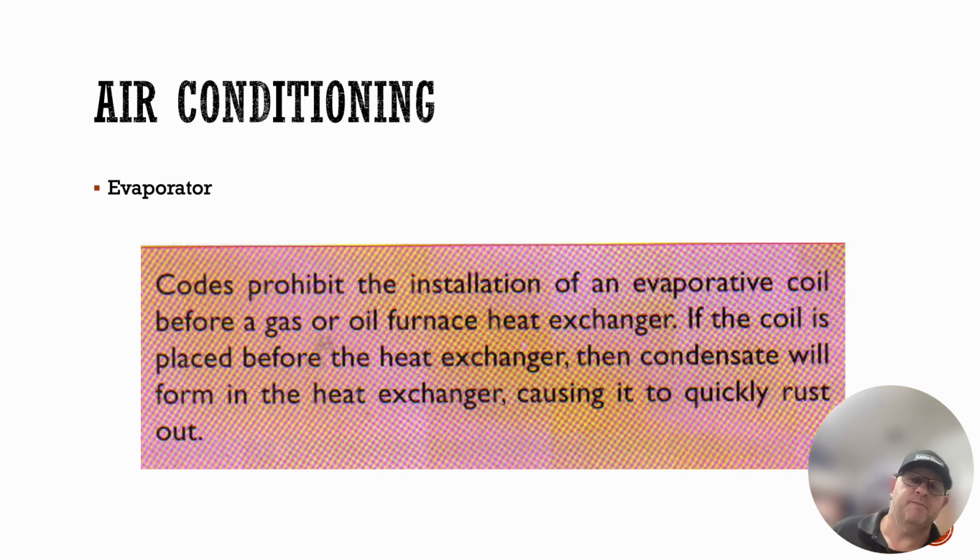The reason for this is that condensation will build up inside the heat exchanger because cold air is going to be passing over it. It's going to have access to warm air on the other side of it through the flues that are sitting there, and it will condensate on the inside of the exchanger, causing that exchanger to rust out very quickly. And I know that a lot of rooftop units have their exchangers after their evaporator coils, but as far as our residential systems are concerned, we do not want to put the evaporator on the return side of that system because of this.